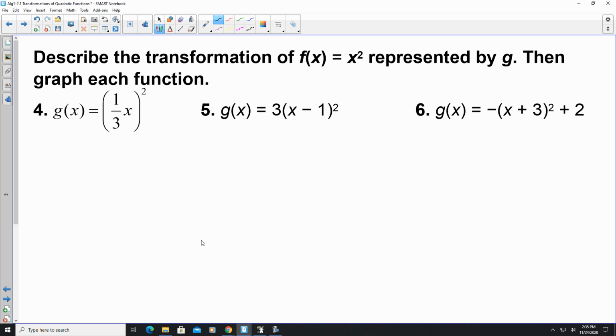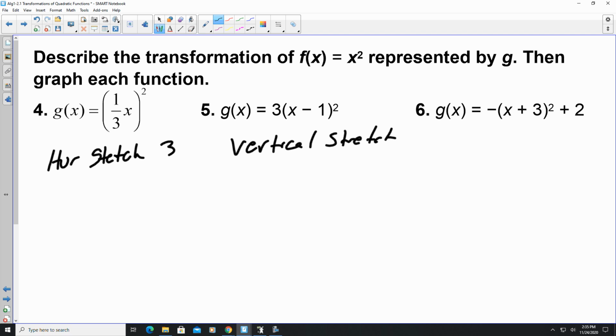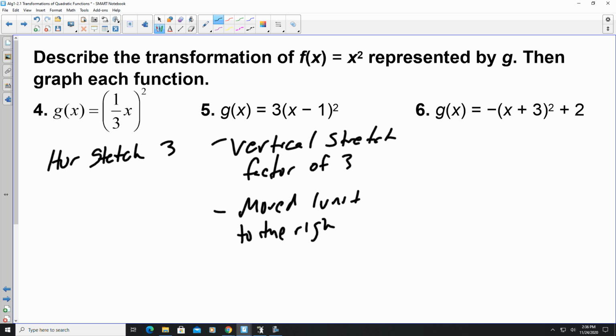So same thing here, talking about transformations. This one here has a horizontal stretch of a factor of 3, and there's no movement there. Looking at 5, this one here has a vertical stretch because it's on the outside, a factor of 3. And then H is 1, so it moved 1 unit to the right. And that was it for that one.